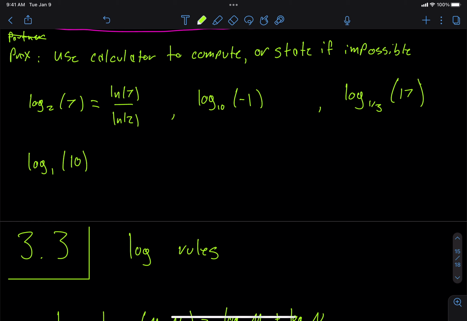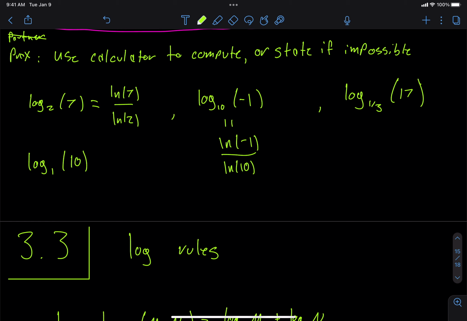How about the next one? Uh-oh. Is it an uh-oh? No, we can do this, natural log, right? It's just the change of base formula, ln of negative 1 divided by ln of 10, right? Is this okay? No, why is that not okay? Something is really bad here, right?